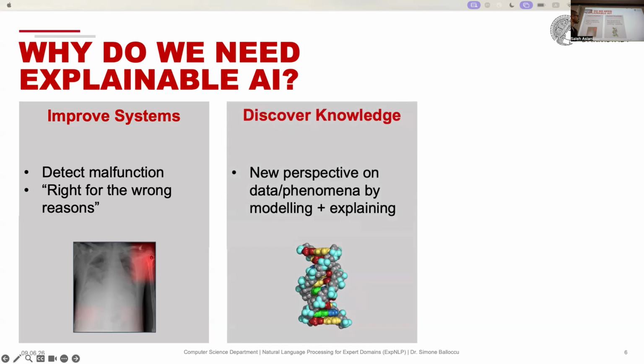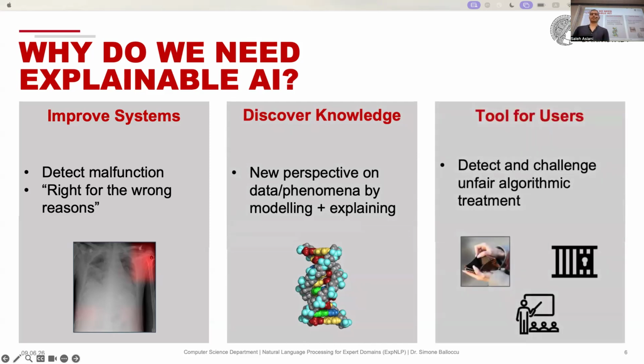Secondly, explainability helps us discover new knowledge. Sometimes we recognize new patterns in the data, patterns that we didn't previously know. And lastly, it's a tool for the end users. For example, in the banking system, the person who was requesting the loan has a right to understand why his loan was rejected. What was the basis on which this model made the decision? Was it because of his low income? Was it because of another reason? Was it fair or not?